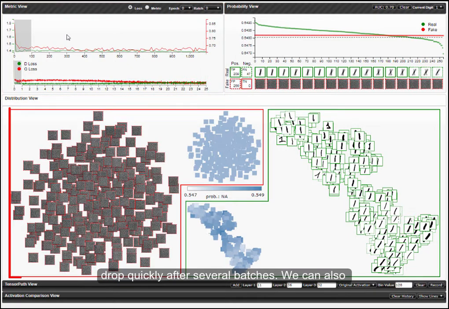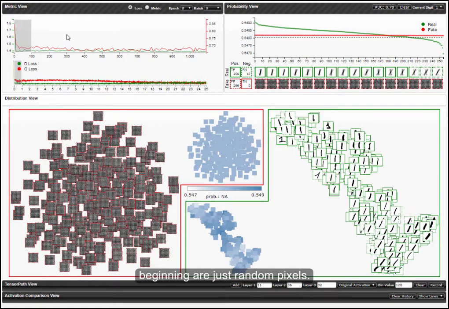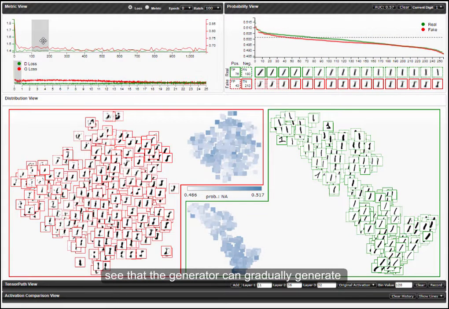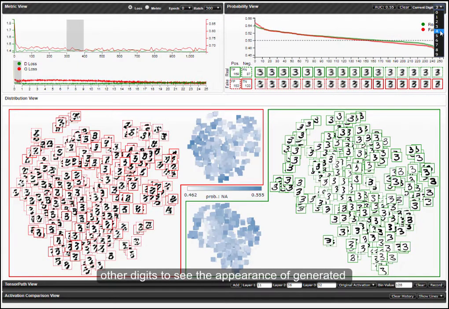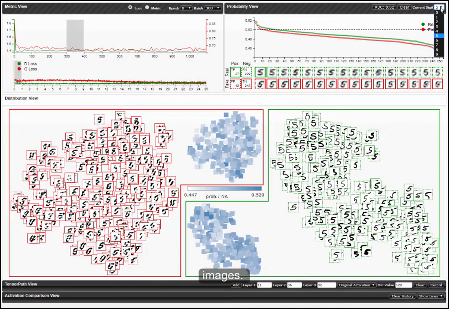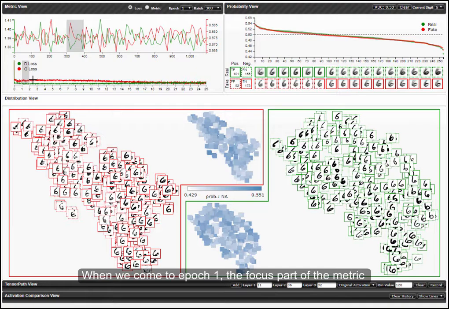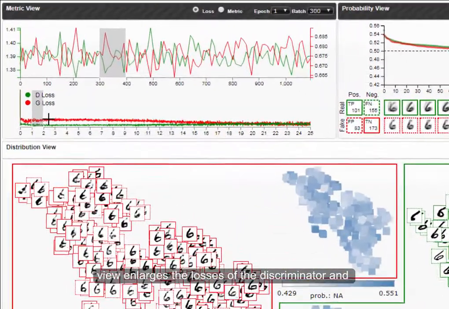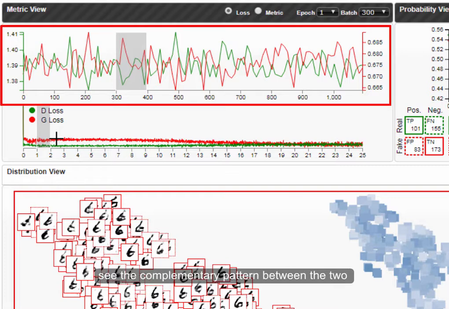quickly after several batches. We can also see that the generated images at the very beginning are just random pixels. With the training process moving forward, we can see that the generator can gradually generate blurry images of digit 1. We can also switch to other digits to see the appearance of generated images. When we come to epoch 1, the focus part of the metric view enlarges the losses of the discriminator and generator in this epoch, and from there we can see the complementary pattern between the 2 loss curves.